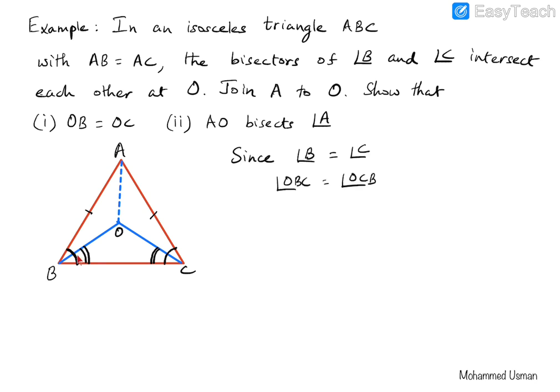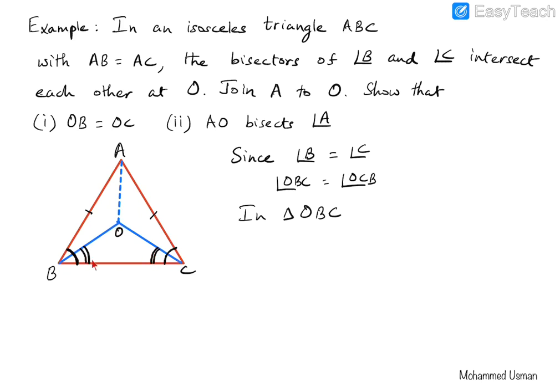And since these angles are equal, the angles OBC and OCB are also equal, which is what we have written here. OBC and OCB are exactly half of angle B and angle C, and because B and C are equal, OBC and OCB are also equal. Now, once we have this condition proven, we can look at triangle OBC. In triangle OBC, two angles are equal.